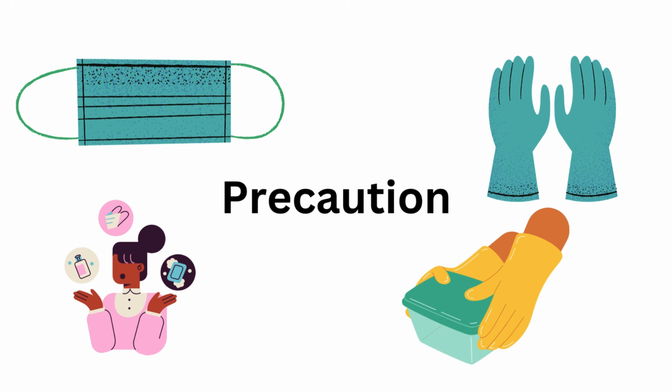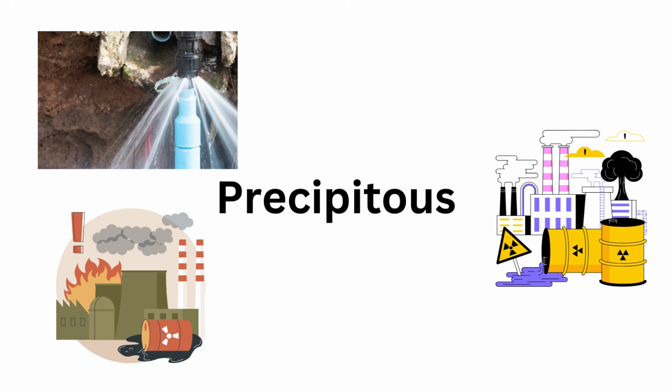So precaution. Next word is precipitous. So you can think of this as something that's extremely uncontrollable and rapid. So you can think of here, it's out of control. This image is a good image. It's out of control and the water is coming out rapid. Same here, out of control, and the flames are increasing rapidly.